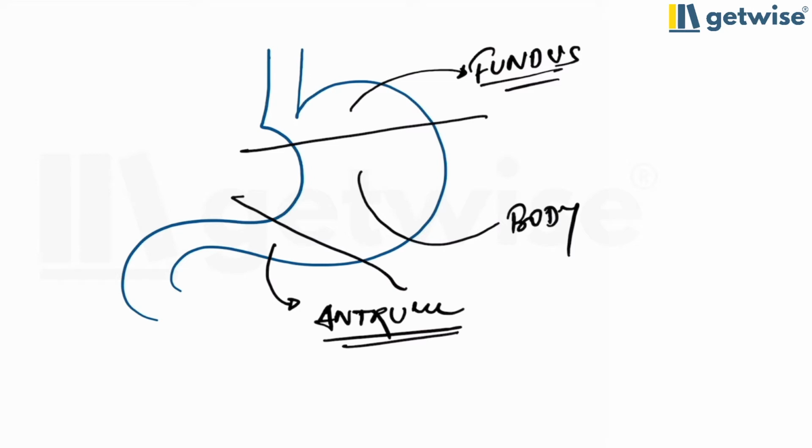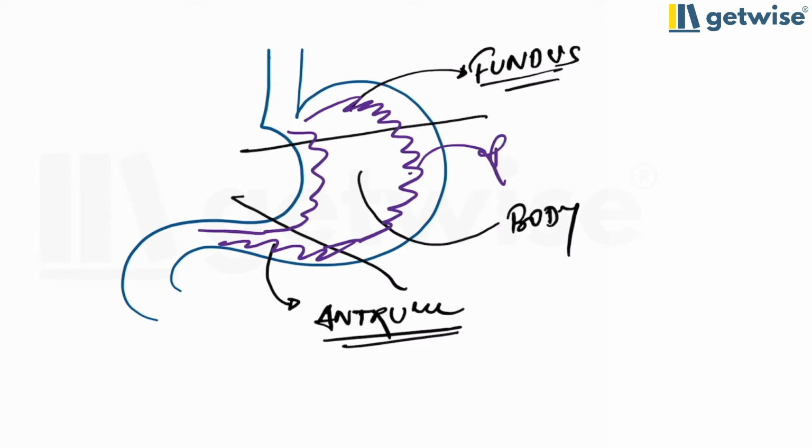There is a mucosal lining inside the stomach, and it is folded inside, so it will look like this. Because the mucosal lining is folded inside, these folds are called rugosities.